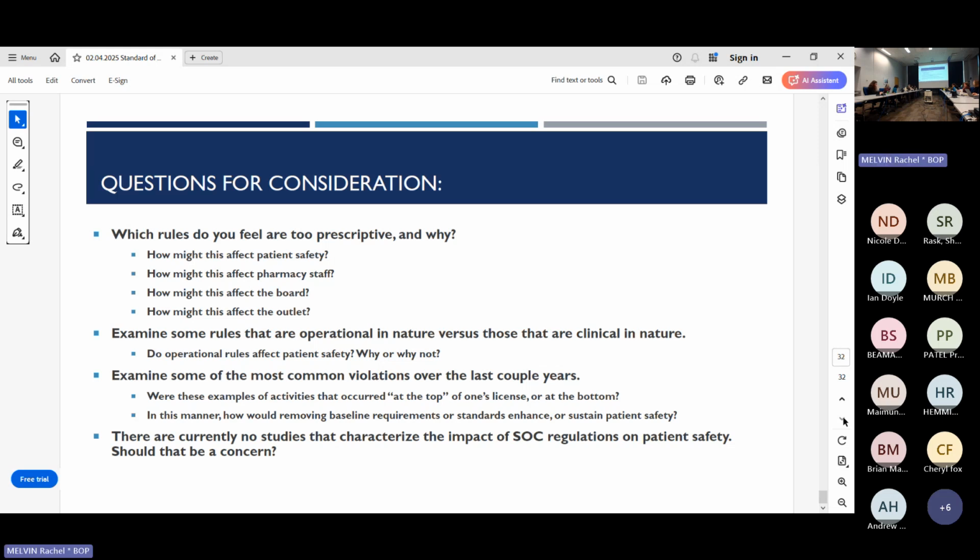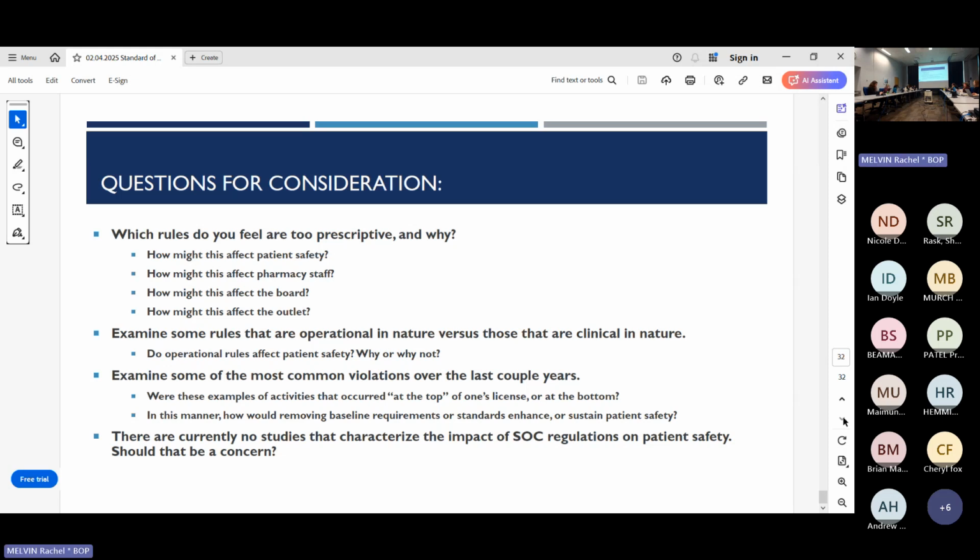And then again, examining some of the most common violations that you've seen, whether over the last couple of months or a couple of years. And do these represent people practicing at the top of the licensure or at the bottom? And in this manner, understanding that impact, how would removing the baseline requirements or standards enhance or sustain patient safety?